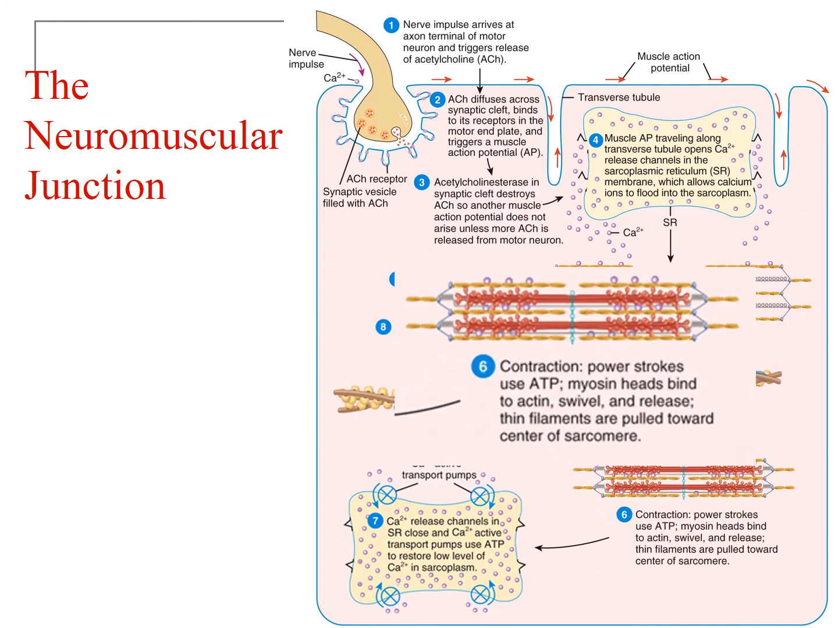Okay, at this point you go through the events of the cross-bridge cycle. You have myosin cross-bridging to actin. Phosphorus leaves, which strengthens your cross-bridge. ADP leaves. This shape change causes the power stroke, and then the thin filaments are pulled towards the center of the sarcomere.